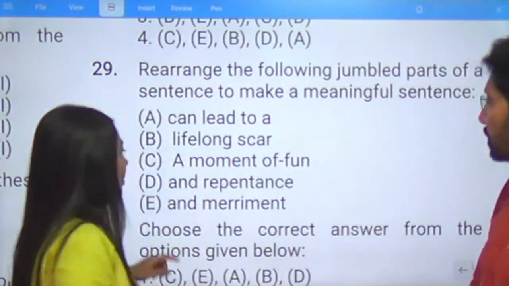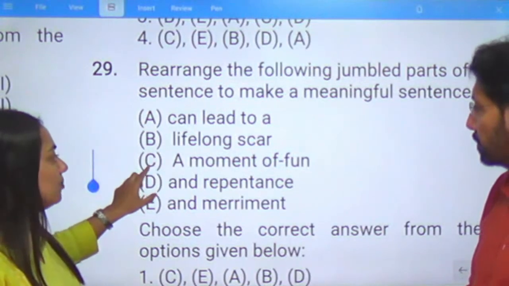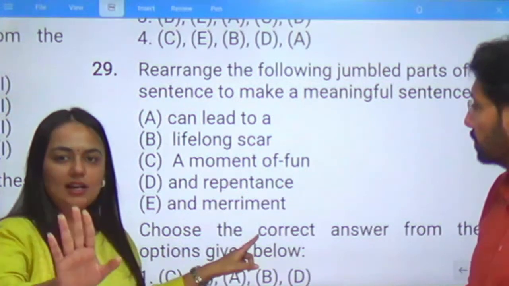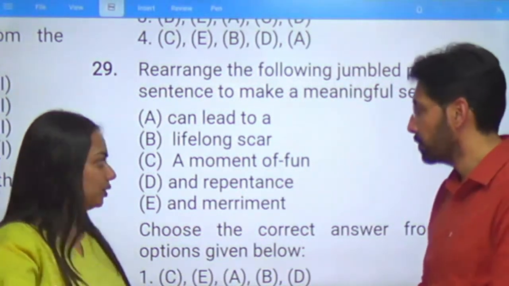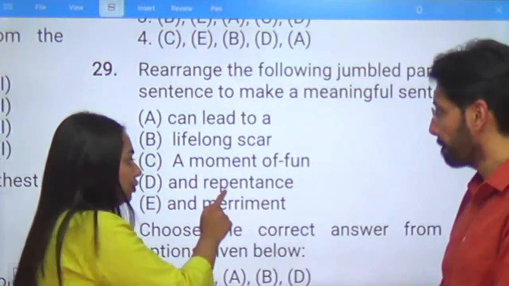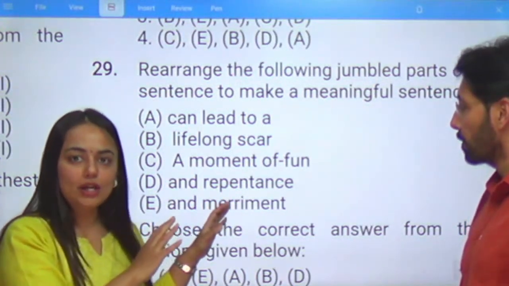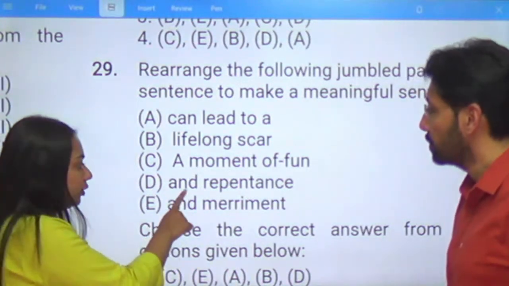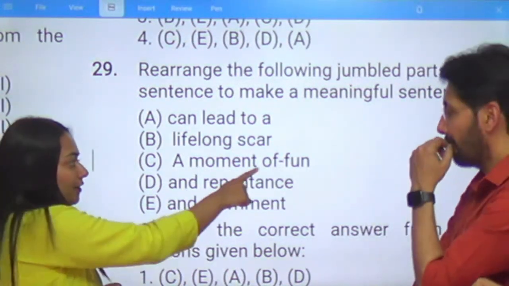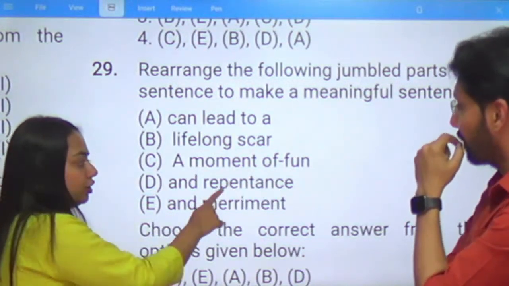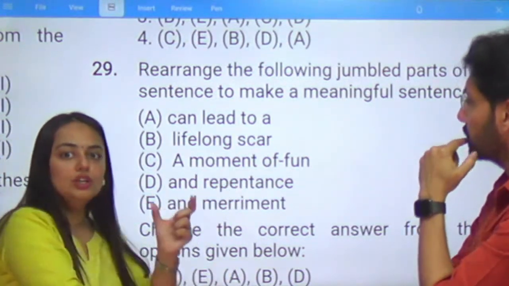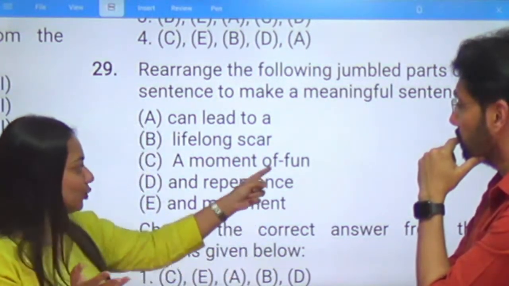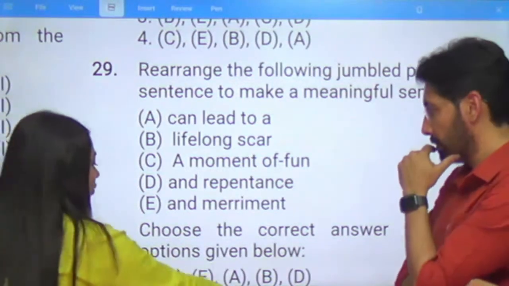Sorry, sir. So lifelong scar, a moment of fun and repentance and merriment. Did you see the kind of adjectives they are using, the kind of words? They've used fun also. They've used repentance also. Repentance is quite opposite to merriment and fun. Now, both these two options start with a conjunction and. If you have written of fun, you cannot write repentance after that. You use the conjunction and to put two similar kinds of words together, and these two words are not similar. So how will we go about this one?